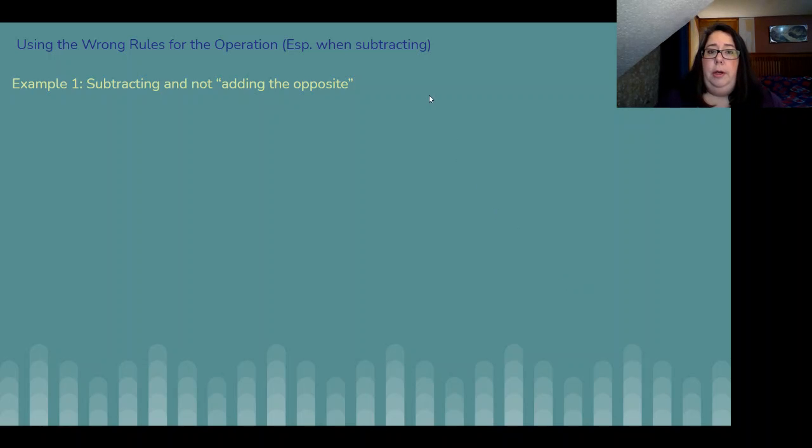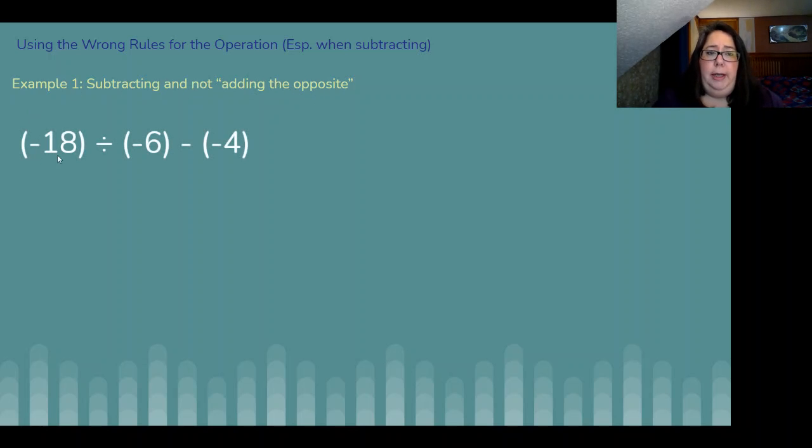On the next one, often you see students using the wrong rules for the operation. This is especially true when we have integers and there are so many rules to keep track of, especially when subtracting. So for this example, we're going to look at subtracting and students not adding the opposite. Often students just think adding and that's it.